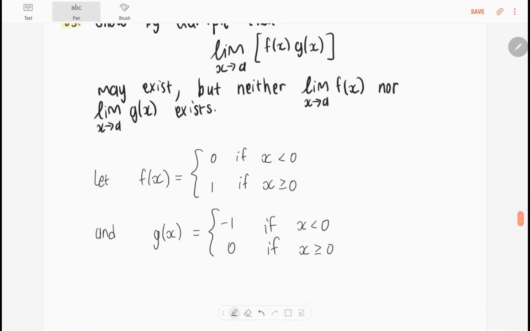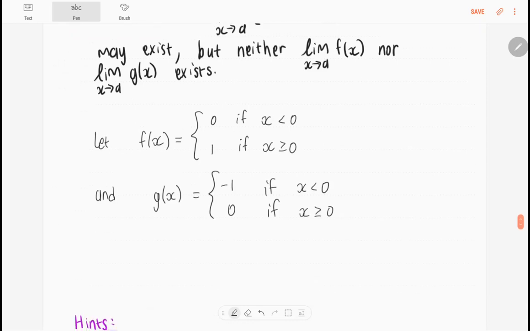So clearly, in this case, the limit of f(x) as x approaches 0 will not exist, because we basically have a jump in our function there. And similarly for g(x), the limit when x approaches 0 of g(x) will also not exist, because we have a jump in our function. However, if we look at the product of f(x) and g(x) for all values of x, we get 0. So it's a constant function. And does the limit of a constant function exist? Most definitely. It's just the constant value.